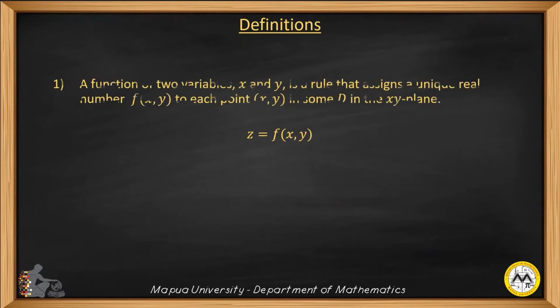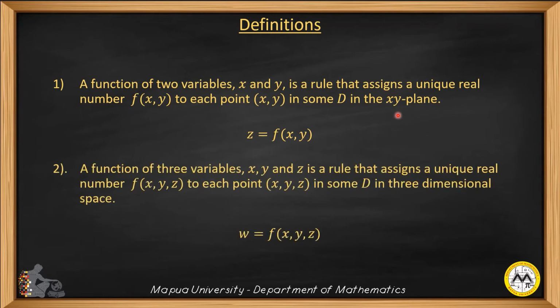So formally defining a function of two variables, a function of two variables x and y is a rule that assigns a unique real number f of x, y to each point x, y in some domain D in the xy plane. And if we're talking of w function of x, y, z, then we talk of a rule that assigns a unique real number f of x, y, z to each point x, y, z in some set D in the three-dimensional space.